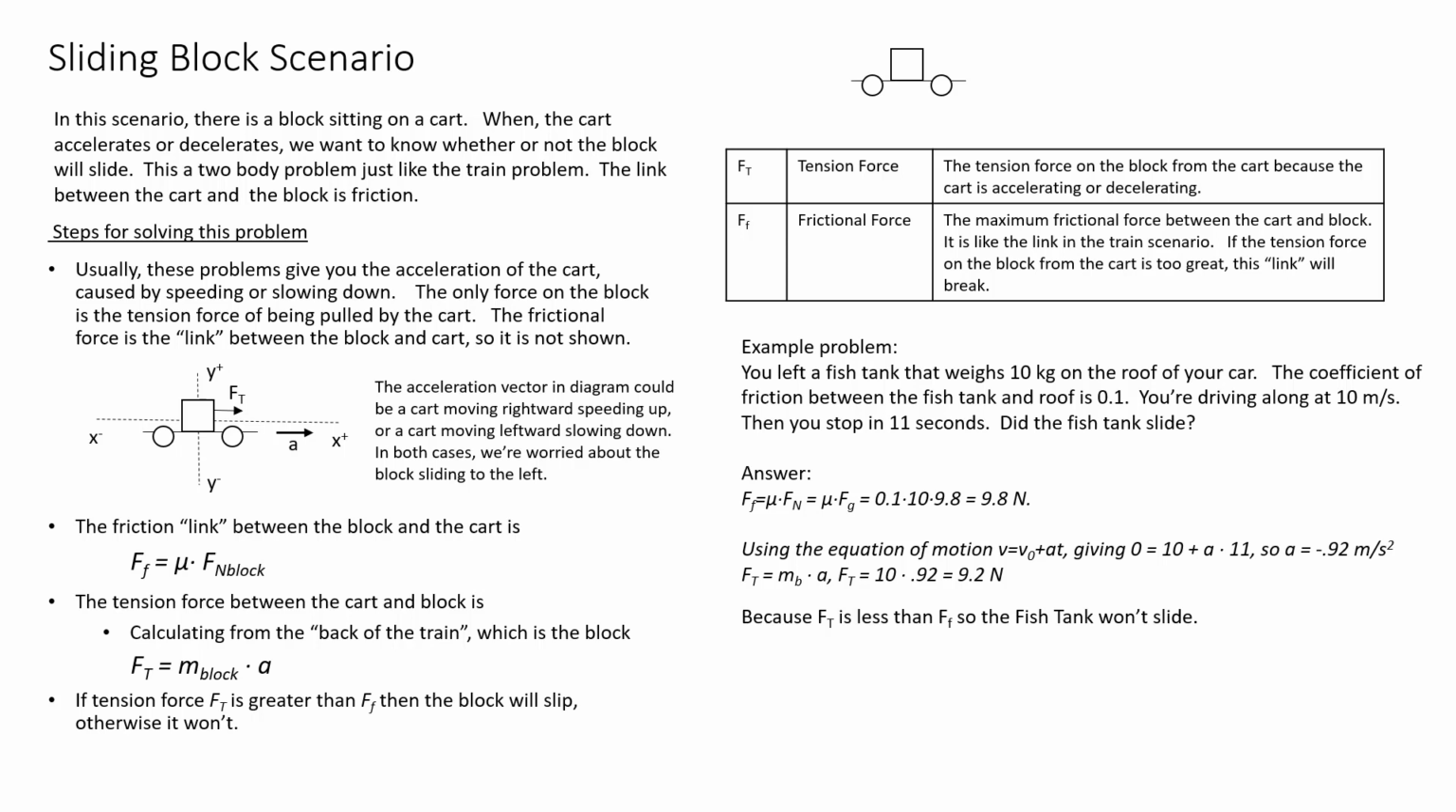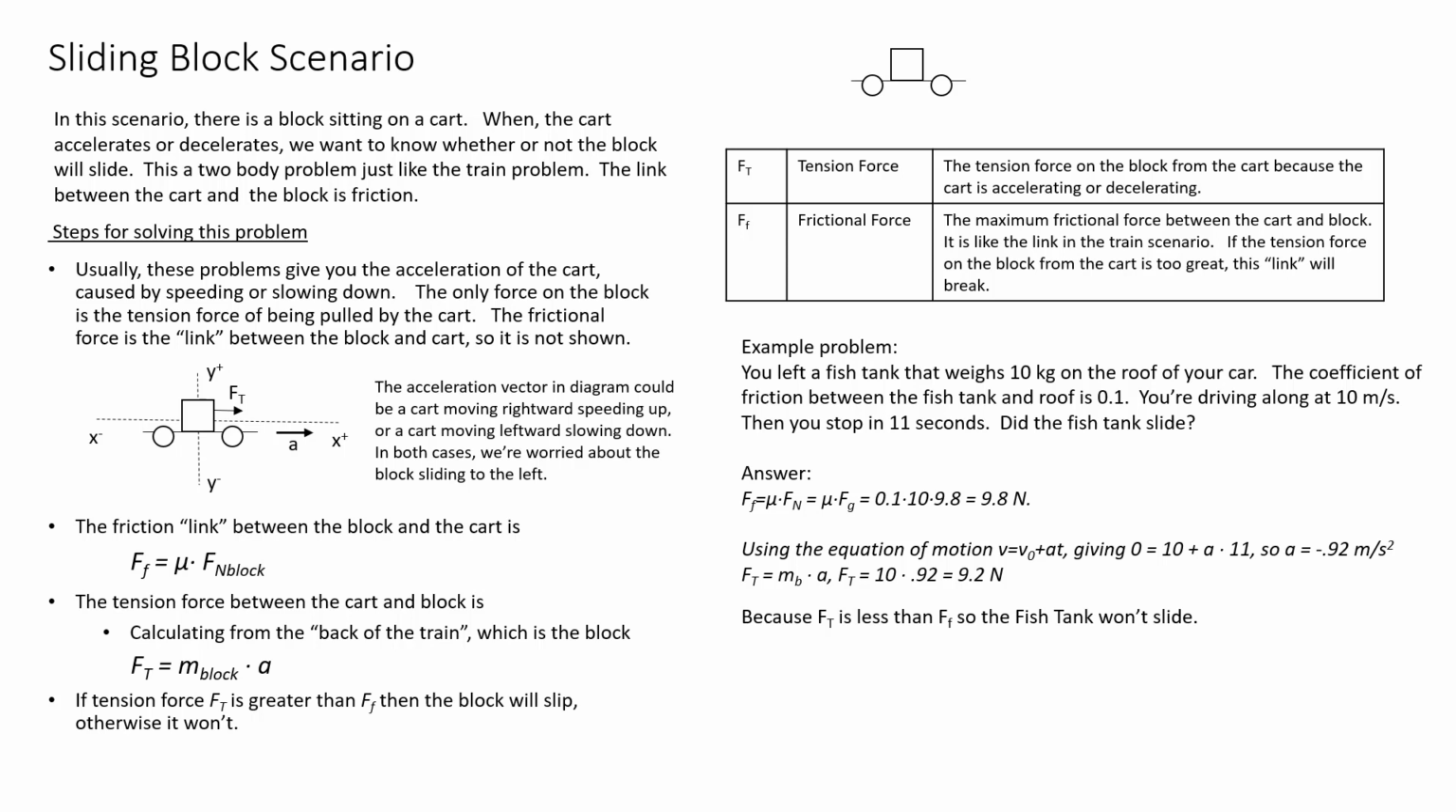In this picture, we have the acceleration vector going to the right. And I'm going to ask you to use your imagination here: this could mean that the cart is going to the right, its velocity is to the right, and it's speeding up. So you can imagine that if the cart starts speeding up, there is a potential for the block to slip off the back, right?